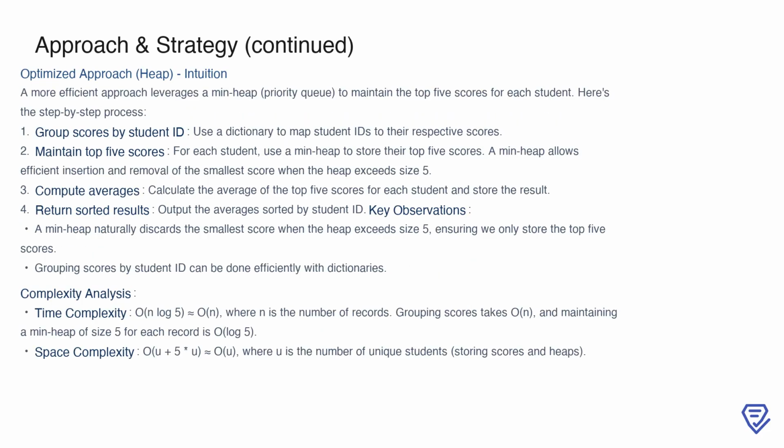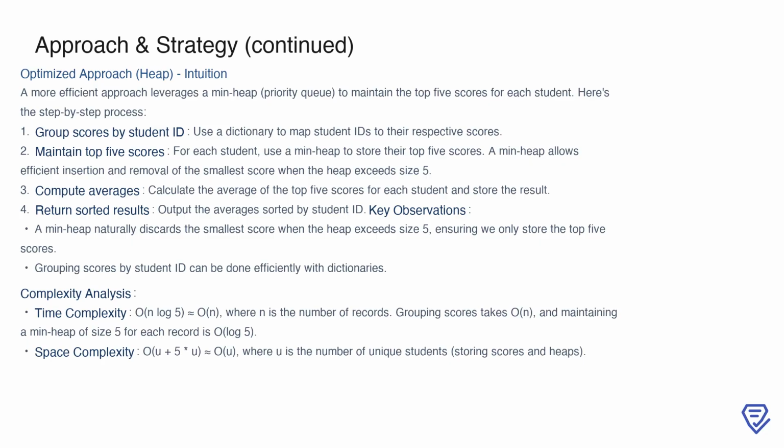Now, an optimized approach involves leveraging a min-heap, or priority queue, to efficiently manage the top 5 scores for each student. First, we group all the scores by student ID using a dictionary, which allows us to quickly access the scores for each student. For each student's scores, we use a min-heap to maintain only the top 5 scores. The heap structure ensures that the smallest score is always at the root, and if the heap size exceeds 5, the smallest score is discarded automatically. After collecting the top 5 scores for each student, we compute their average and store the results. Finally, these averages are returned, sorted by student ID.